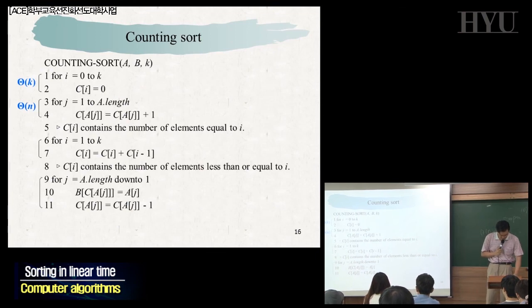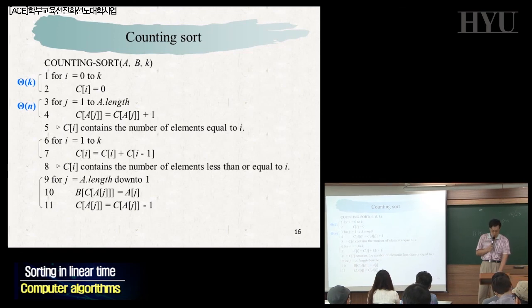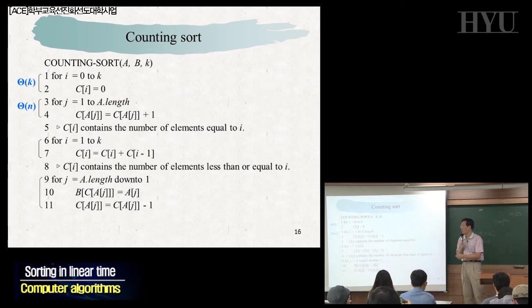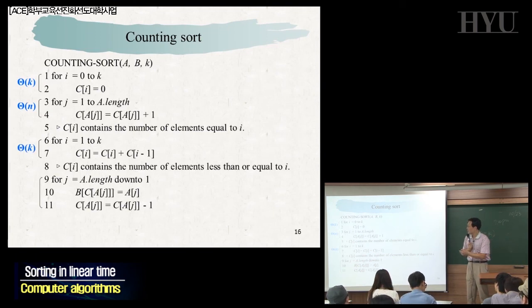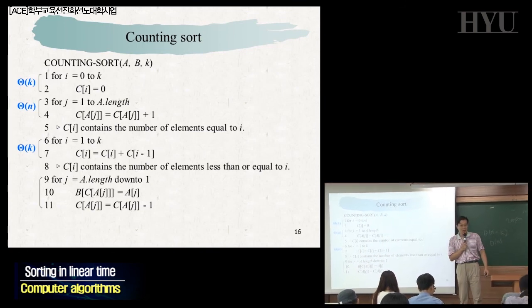And then what's the running time? What is the running time of lines 6 and 7? Theta of k. Yes, simple. Look at this, look at the index only. It's k and k. Okay, can you explain these 3 lines?